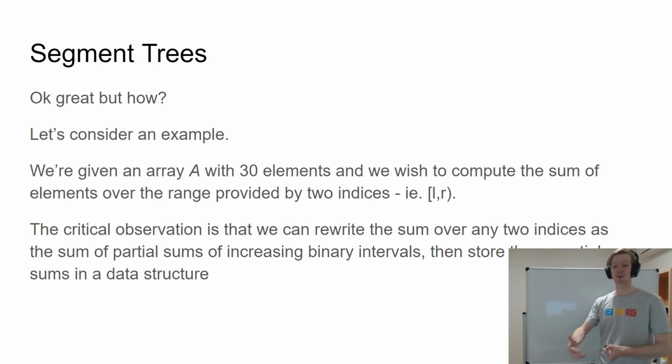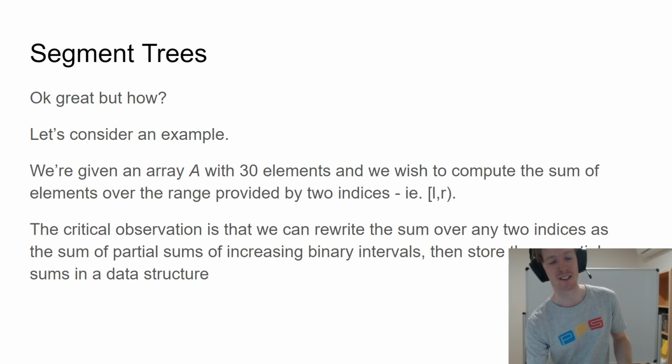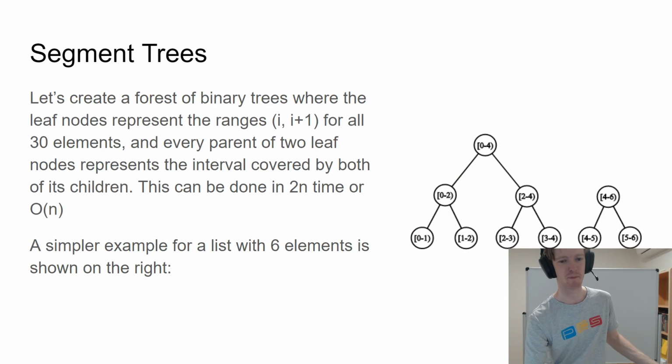That way, if there's increasing binary intervals, we'll never have to store more than 2 times n increasing values. But we can guarantee that we can write any range as the sum of any two values. How is that possible? Well, actually, sorry, I'm skipping a little bit ahead. We'll talk about the actual data structure first.